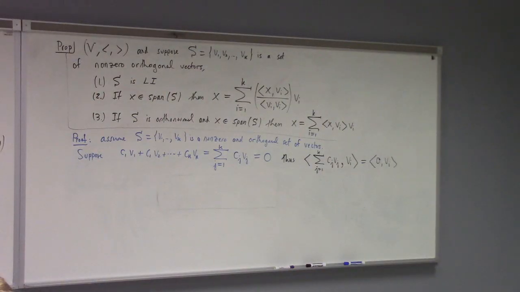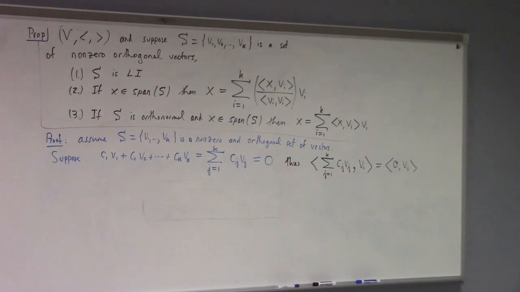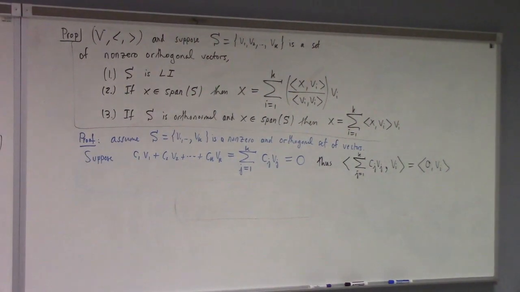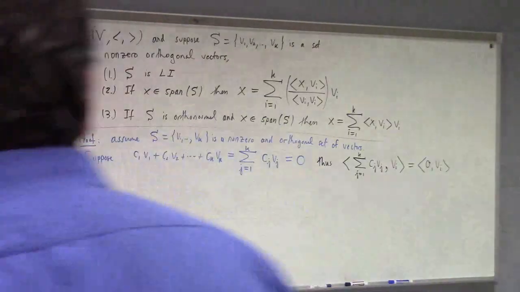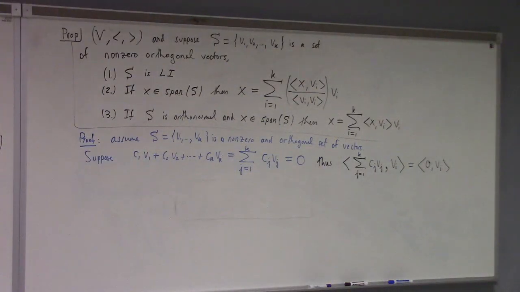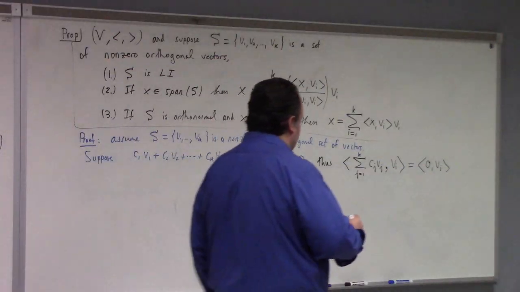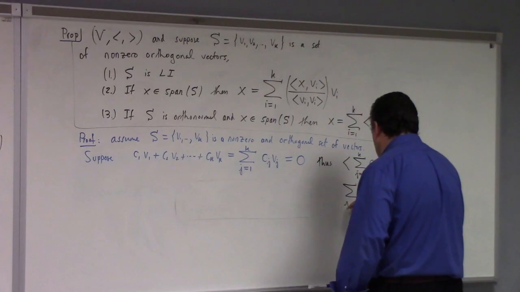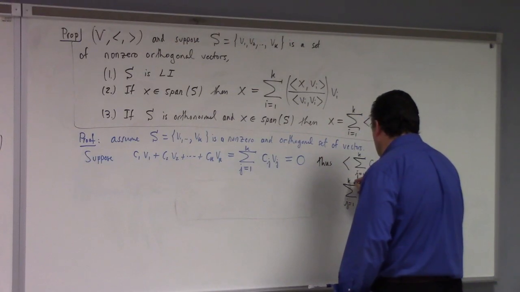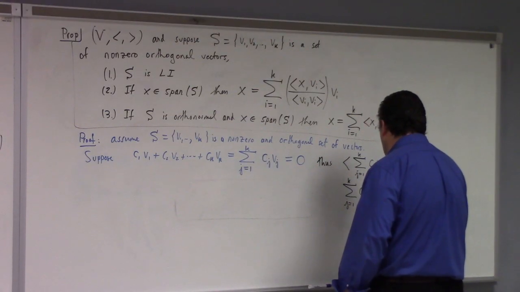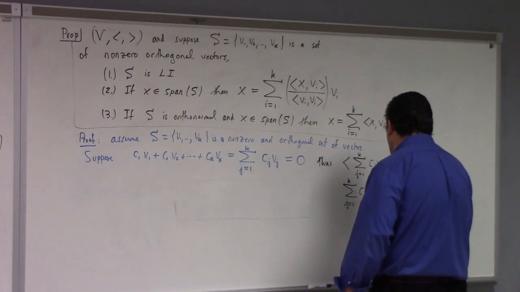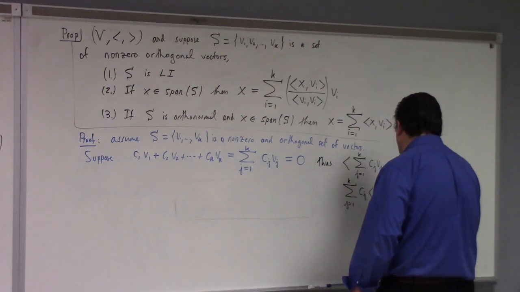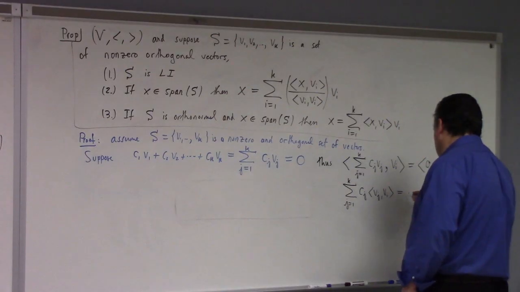What did we do last class, though? You guys remember? We proved that proposition, right? We did that induction proof, remember? And we have earned the right to pull out that summation and those constants. And what do we got? The sum j equals 1 to k of cj times the inner product of vj with vi, and that's equal to 0, right?